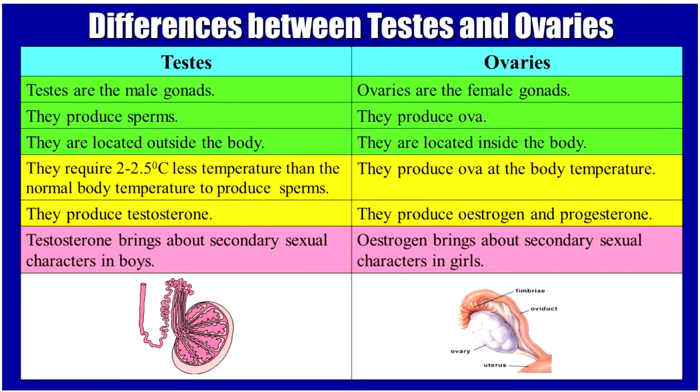Testes require 2 to 2.5 degrees Celsius less temperature than the normal body temperature to produce sperms. Ovaries produce ova at body temperature. Testes produce testosterone. Ovaries produce estrogen and progesterone. Testosterone brings about secondary sexual characters in boys. Estrogen brings about secondary sexual characters in girls.